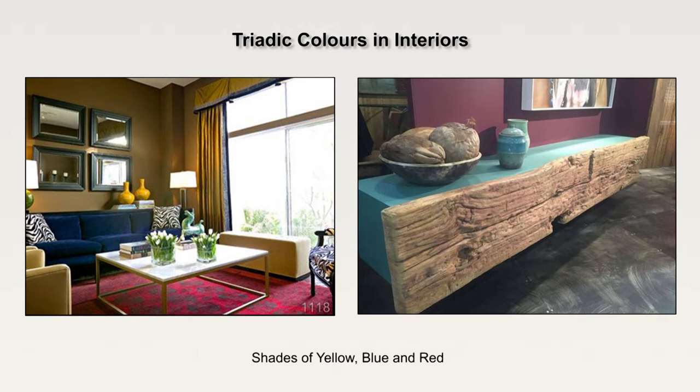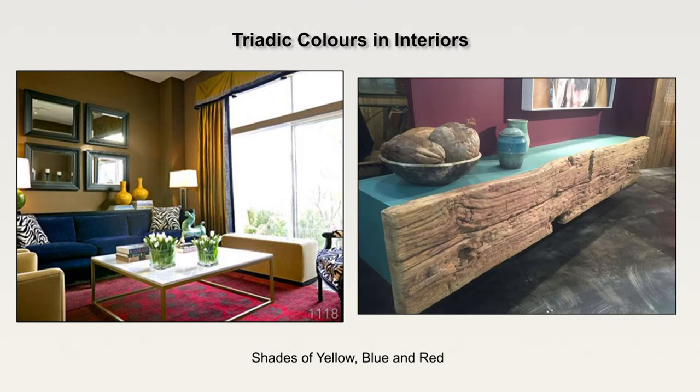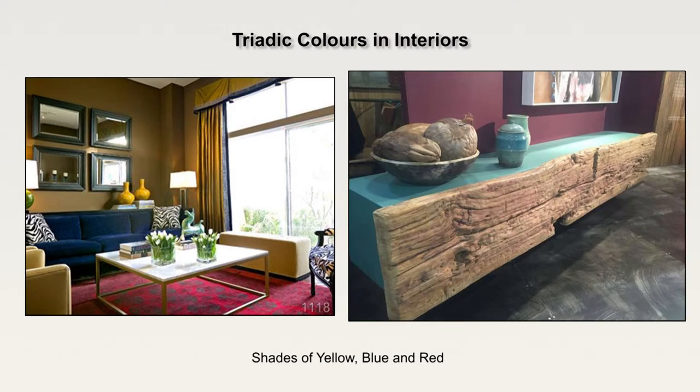More examples of triadic combinations with primary colors. But in this case, the shades of primary colors, that is, by adding some amount of black to each primary colors, can be seen here. The image on the left shows yellow, blue, and red. The same has happened on the right, but in varying tones and shades.